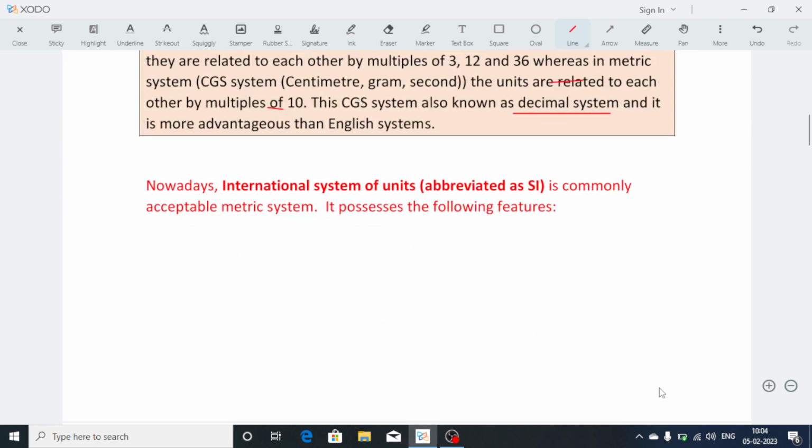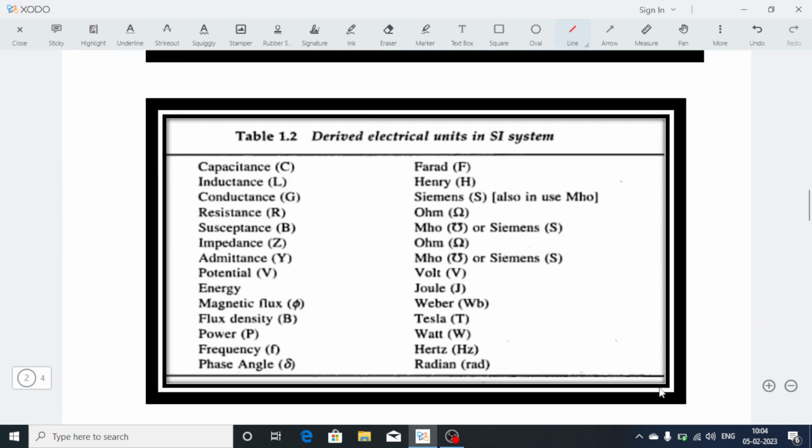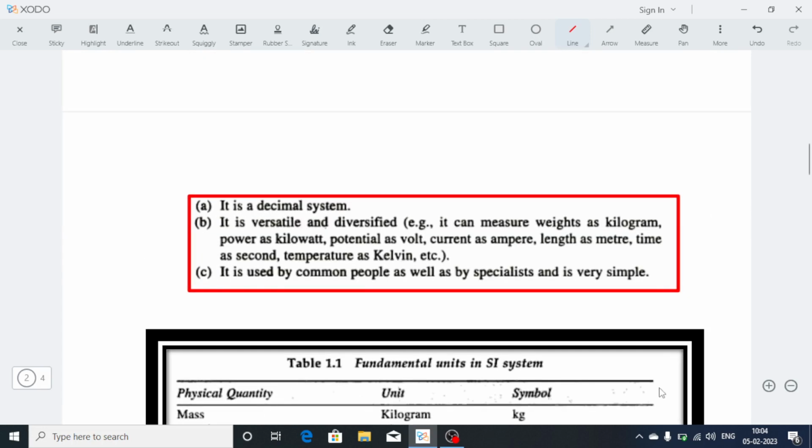Nowadays, the international system of units, that is called SI unit, is the commonly acceptable metric system. Why is it commonly acceptable? Because it possesses the following features. Number 1, it is a decimal system. Number 2, it is versatile. Versatile means commonly acceptable, all rounder. It is versatile and diversified.